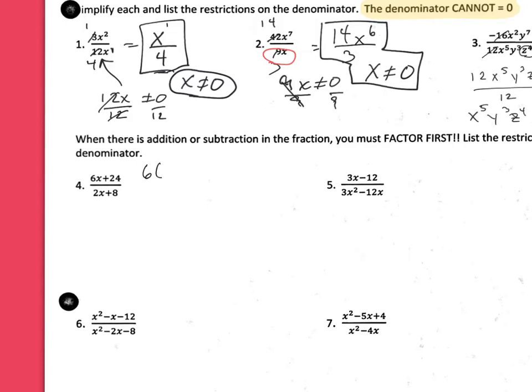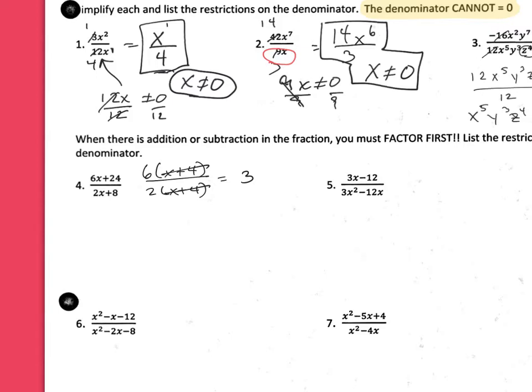It's not that bad, though. Take out a 6 out of the top. That leaves you with x plus 4. Out of the bottom, we can take out a 2. That leaves you with x plus 4. Oh, look at that. x plus 4 match. Now you can cross those off because now this is a multiplication problem. It's not an addition problem. 6 divided by 2 is 3, so the answer is 3.